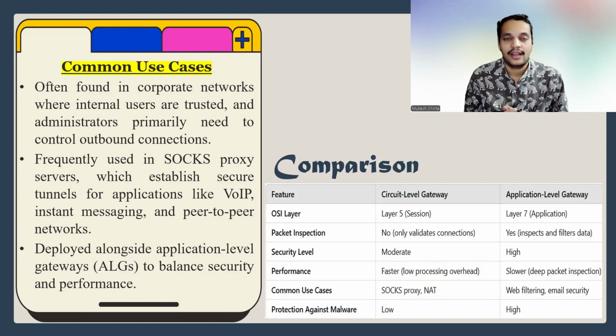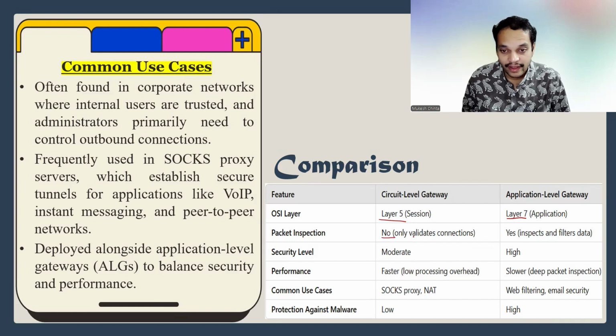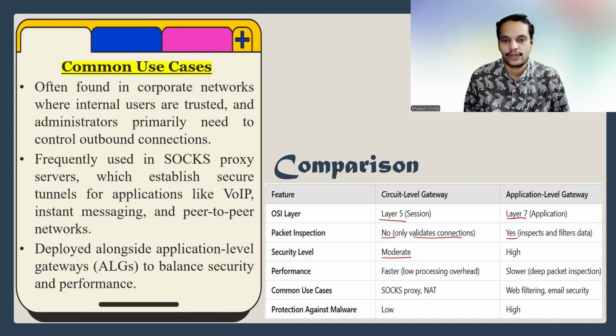Now, as I said, I'm going to show you a quick comparison between CLGs and ALGs. CLGs function at layer 5, ALGs, or application level gateways, function at layer 7. A CLG doesn't do any packet inspection because it only validates the connections. An ALG does packet inspection, and that is why it provides a high security level, whereas a CLG provides only a moderate security level. The performance of a CLG is faster because it doesn't take much time and it induces low processing overhead, whereas an application level gateway is slower because it involves deep packet inspection.